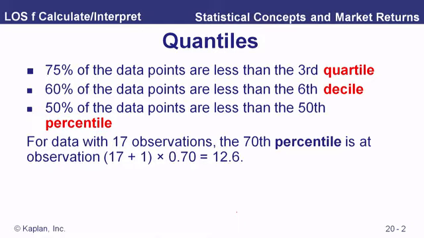So for data with 17 observations, the 70th percentile is at the observation 17 plus 1 times 70%. So see what we're doing here. This is n. It's n plus 1. So we add 1 to the number of observations that we have. Then we multiply that times the percentile that we want. And we get 12.6 here.